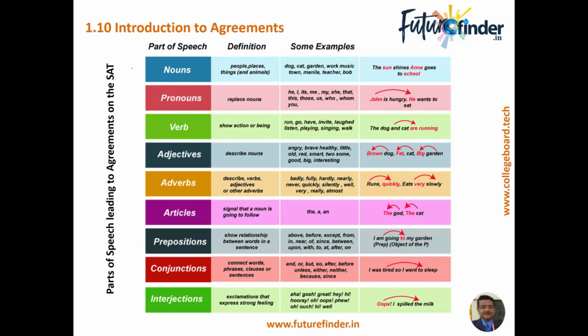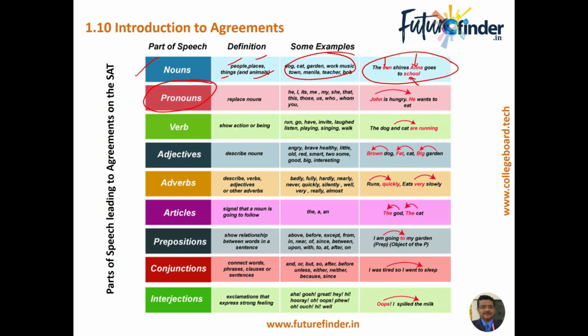The first one obviously is the noun, which is the name of anything that exists, that is people, places, things, animals. These are some examples: The sun shines, Anna goes to school. The ones in red are all nouns. These are all names of things.